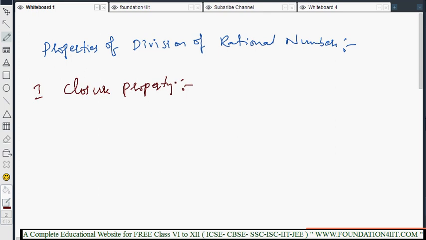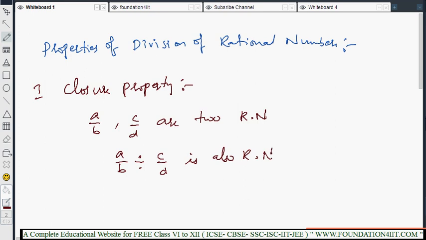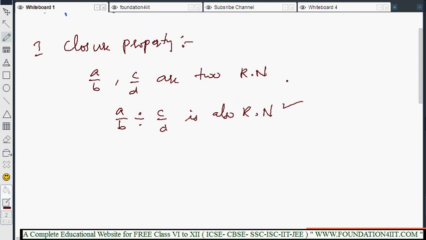The closure property says if a/b and c/d are any two rational numbers, then a/b divided by c/d is also a rational number. If you do division, you automatically get a rational number as the answer. So the closure property exists.